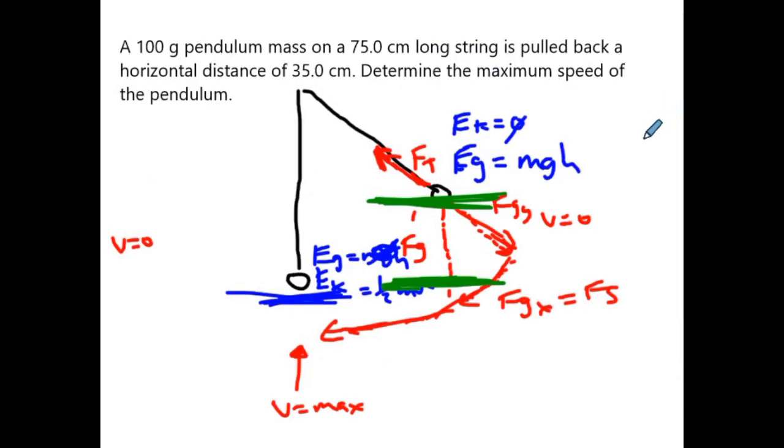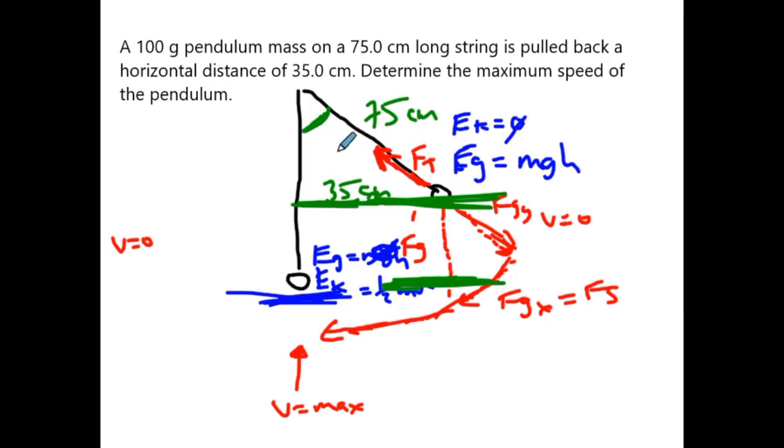So now let's read this question. I've given you questions like this before, not for speed. We have never solved for speed, but we've done lots of questions like this. This particular question says that the string was 75 centimeters, so from here to here is 75 centimeters. And it tells you that it was pulled back 35 centimeters, which, if you recall doing this kind of question in the previous unit, means that if we know 2 of the 3 sides here, we can solve for this angle. If you were to use inverse sine, you could solve for this angle.